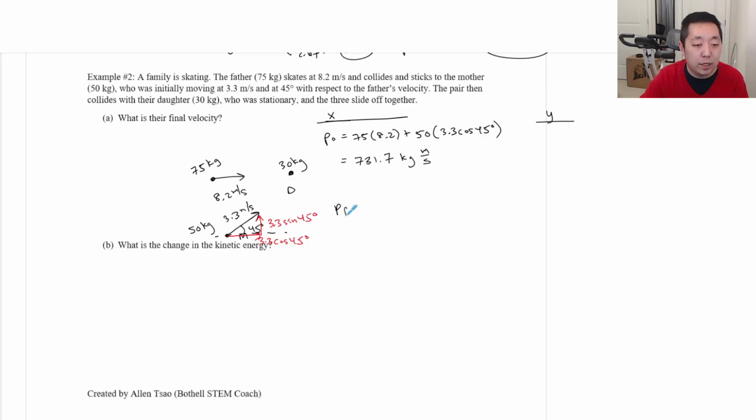Okay, and the final momentum is just equal to that. It's all three of them moving together, so 75 plus 50 plus 30 moving at some Vx, right? And so we're going to set that equal to 731.7. Now, how about the y direction? The initial momentum in the vertical direction. Well, the father doesn't have any vertical velocity. Velocity is only horizontal. But the mother has some vertical component. So we'll say up is positive. So just to be clear. So then we're going to say it's 50 times 3.3 sine 45 degrees.